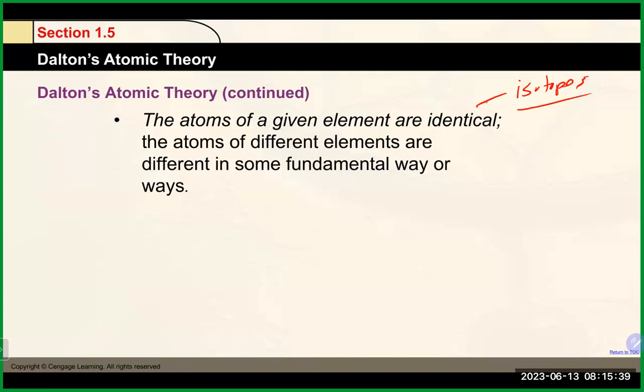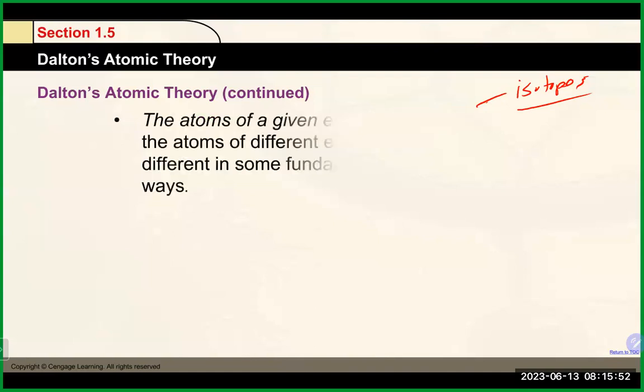But the other part is okay, that atoms of one element are different from atoms of another. You can have isotopes which are the same element and still have some differences. So again, that's another aspect of his atomic theory that's not correct.